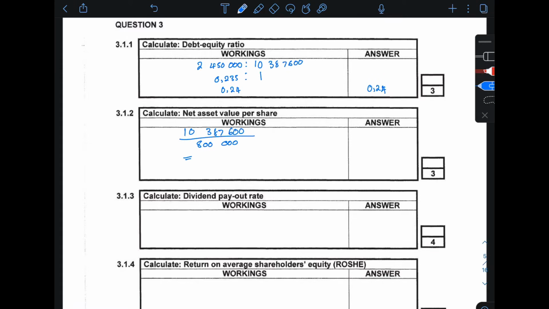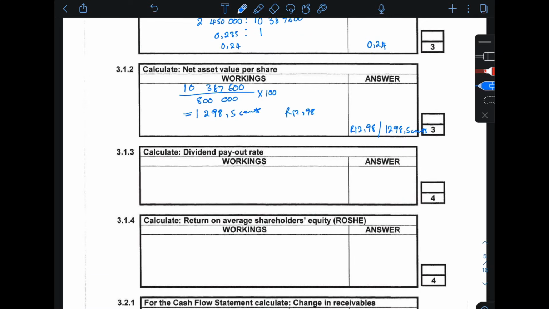So what do we get? If you want to take your answer to cents, you can just multiply it by 100 there, and then you get 1,298.5 cents. But if you do not want your answer to be in cents, you could just say it's 12 rand, 98. So your answer should be in 12.98 rands, or 1,298.5 cents. And then we move on to 3.1.3.